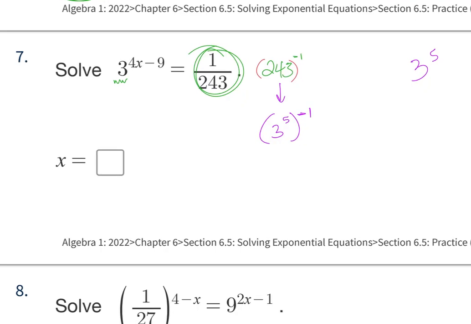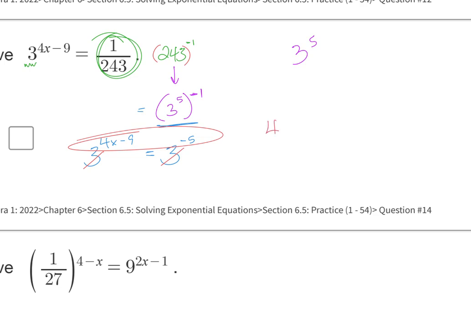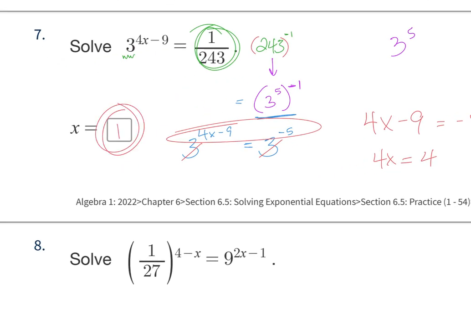All right, so the right side is this. Well, I guess really it's this, right? The left side is this. We can now ignore the bases and just focus on the exponents. 4x minus 9 equals negative 5. Add 9 to get 4, and x is 1. That's not bad.